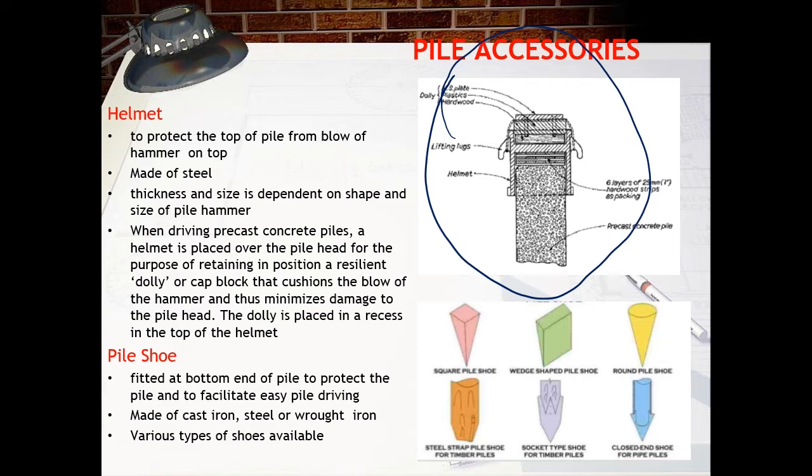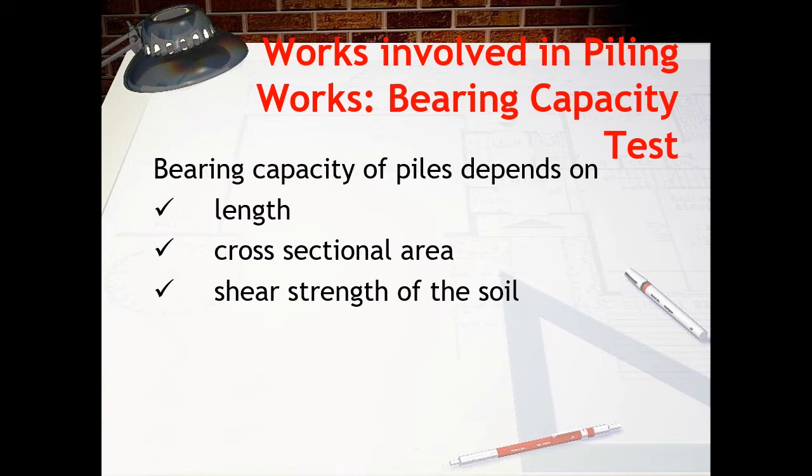Next, we have pile shoe. It is fitted at the bottom end of the pile to protect the pile and to facilitate easy pile driving. This one I believe that you dah tengok dekat dalam precast concrete piles yang I ada explain in previous slide. Made of cast iron, steel or wrought iron. It has various types and shape. This is the example.